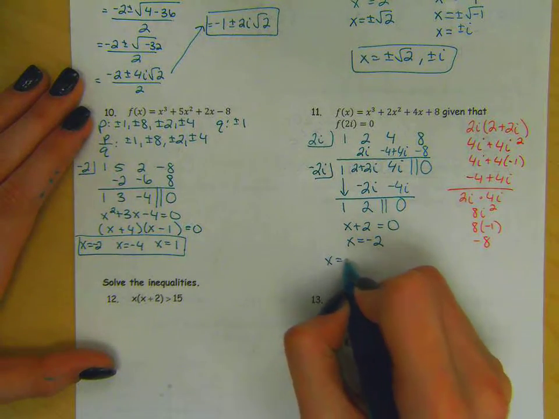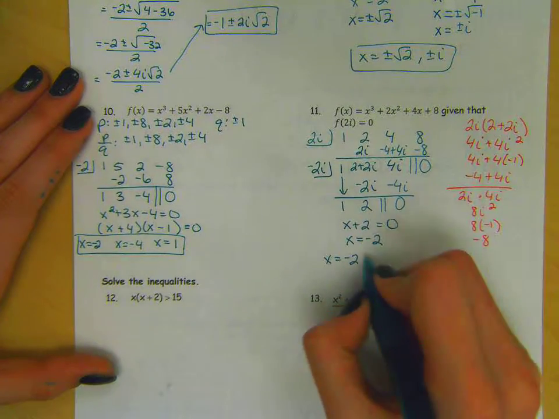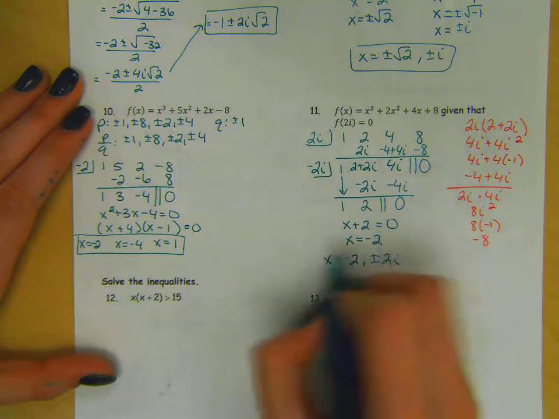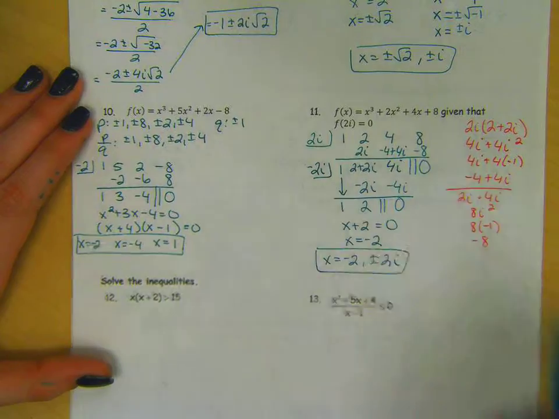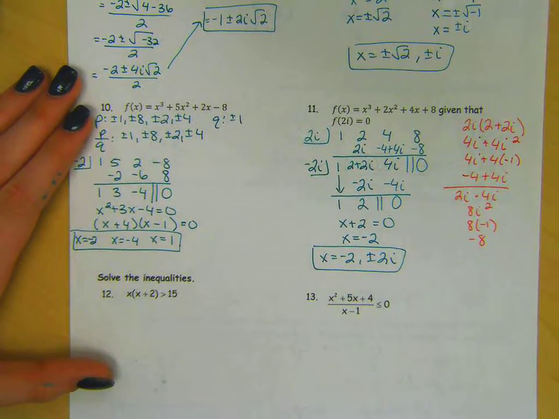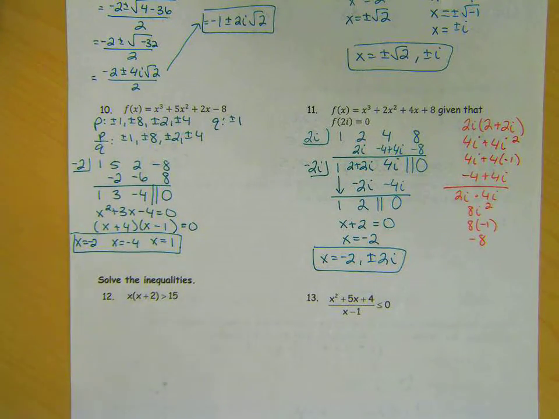We have to remember the negative 2 that we just found, along with our plus or minus 2i that we had, even the one that was given to us in the beginning. We've got these 3 potential zeros, or these 3 actual zeros.